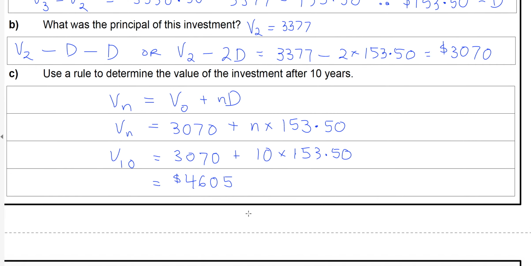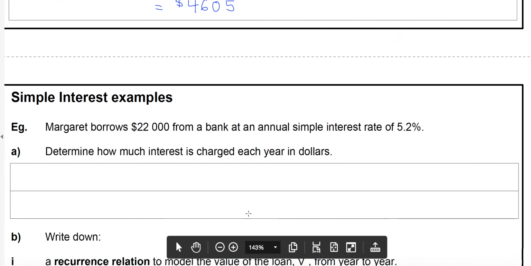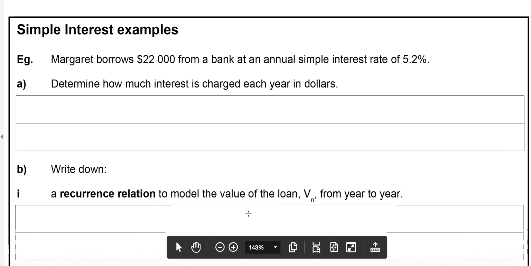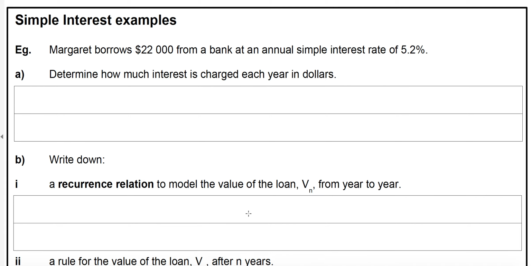Last few examples just to have a practice of this. We've got Margaret borrowing $22,000 from the bank, and she's got a simple interest rate of 5.2%. So she's going to be charged a fair bit of interest year on year. Let's have a look how much. It's going to be 5.2% of 22,000, which is 1144.